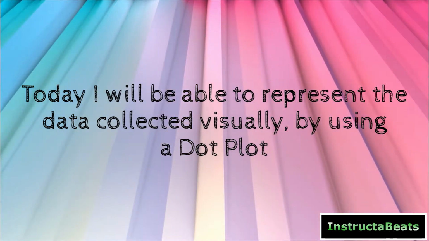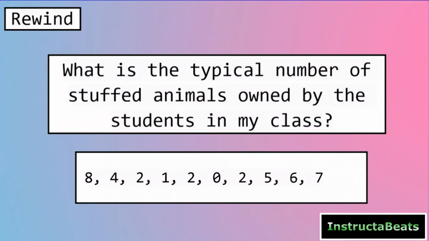But first we need to rewind back to our very first question we asked in one of our first lessons. It says, what is the typical number of stuffed animals owned by the students in my class? And you collected the data, and you can see that one person had 8, one person had 4, one person had 2, one person had 1, and so on and so forth. So we want to show this data visually by using a dot plot today. But the first question is, what even is a dot plot?